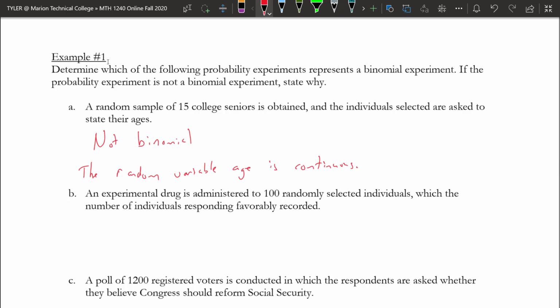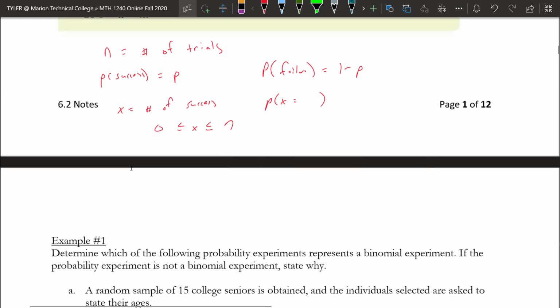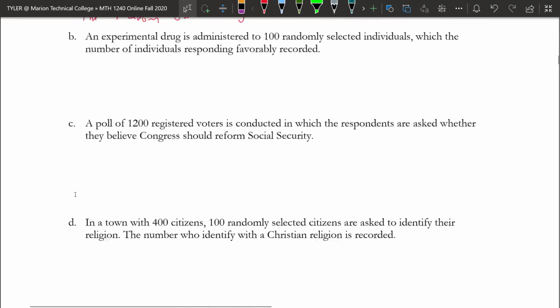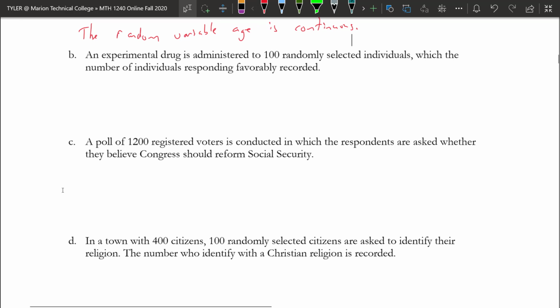Part B says an experimental drug is administered to 100 randomly selected individuals, and the number of individuals responding favorably is recorded. We want to go through this checklist of 4 items and see if this is binomial. The first item is, is it performed a fixed number of times? It is. It's performed 100 times, so that checks that box. The second condition is that the trials need to be independent. It's reasonable to assume that one trial is not going to impact another trial.